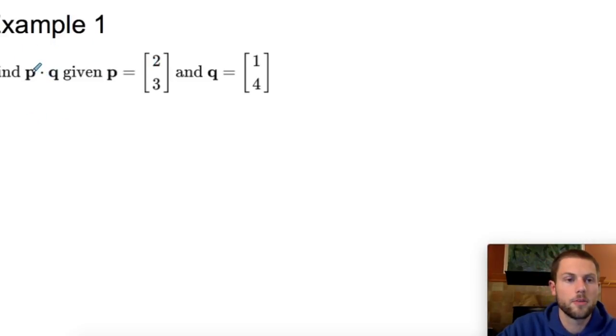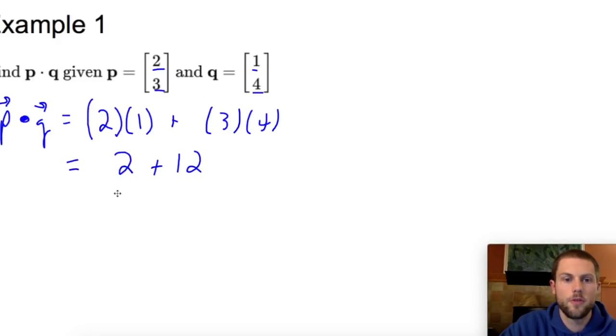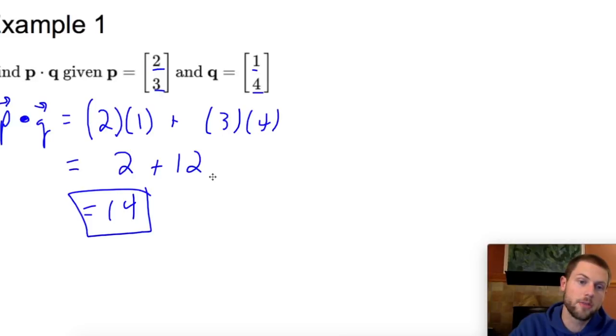We want to find the dot product between vectors p and q given this information. Well, p dot q is going to equal 2 times 1, that's the product of my x components, plus 3 times 4, that's the product of my y components, which is going to equal 2 plus 12, which is equal to 14. That's it. This is a scalar value. It is a scalar product because it just spits out a number. There's no bearing or direction to this. This is just a number that quantifies how much these vectors are impacting one another.